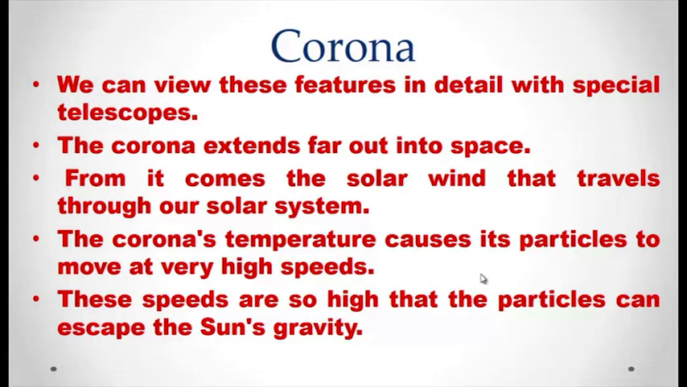The corona extends far into space. From it comes the solar wind that travels through our solar system. The corona's temperature, the outermost part of the sun's temperature, causes its particles to move at very high speeds. These speeds are so high that the particles can escape the sun's gravity. So that is the mystery of the corona, still unresolved.